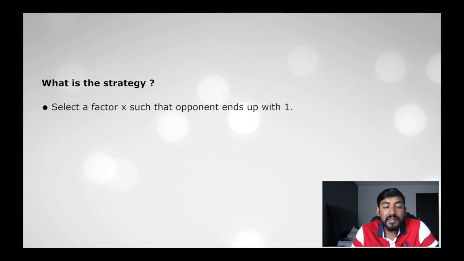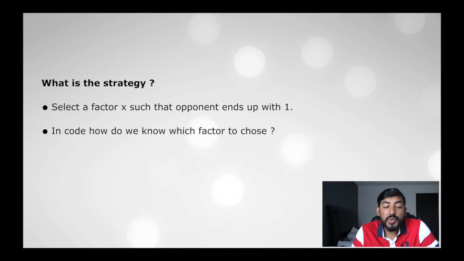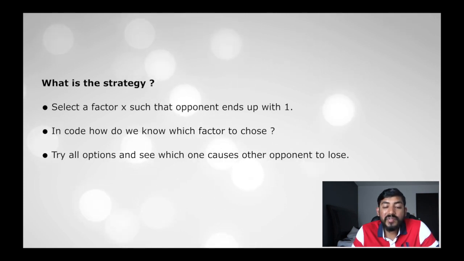So what is the strategy that each of the players will use? Select a factor x such that the opponent ends up with 1. So how do we know which factor to choose? In code, we don't know further ahead which factor will lead the other person to end up with a 1. So we try out all the combinations, try out all the factors, and pick the one which makes the other person lose. So basically the strategy is, if I choose a factor and you lose, I win. I win if my opponent loses.